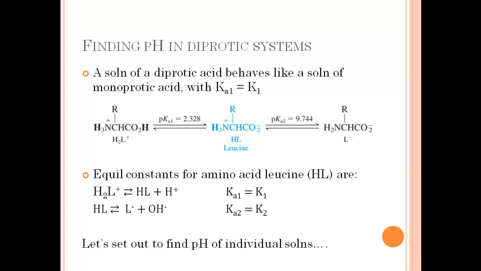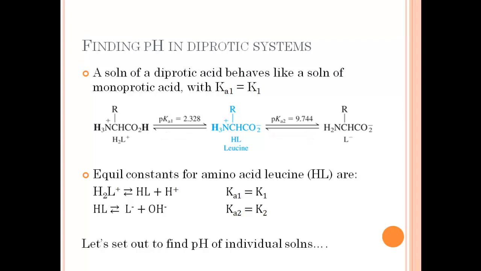So let's try to do an example. If I want to find the pH in a diprotic system, how would I do that? So if we consider the amino acid leucine, which is denoted in the blue color here, that's the neutral molecule, which of course has one acidic proton and one negative carboxyl group. So this amino acid can either accept a proton to the carboxyl group or lose a proton from the ammonium group to give L-. So it's the intermediate form.